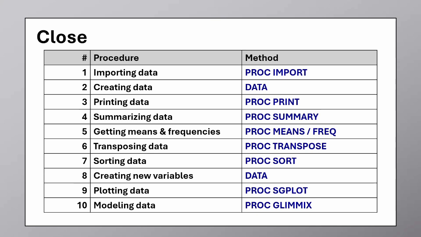All right, we've gotten through our 10 procedures in SAS that I think you should memorize, and maybe more importantly, I should memorize, and maybe my work here in trying to memorize them will help you as well. We learned how to import, create, print data, as well as summarizing, getting means and frequencies. From there, we learned how to transpose, sort data, even creating new variables, numerical or categorical. Finally, plotting and modeling data.